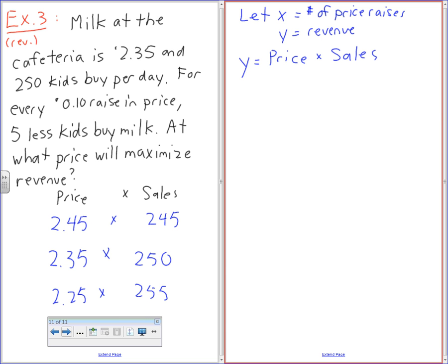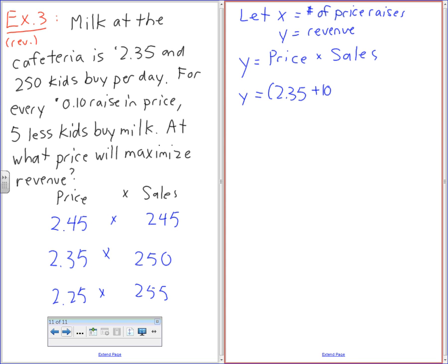So what's the starting value for price? $2.35. Now, how much are we going up by or down by each time? We're going up by 10 cents. So how do I write up by 10 cents each time? 0.10x. Good, awesome.